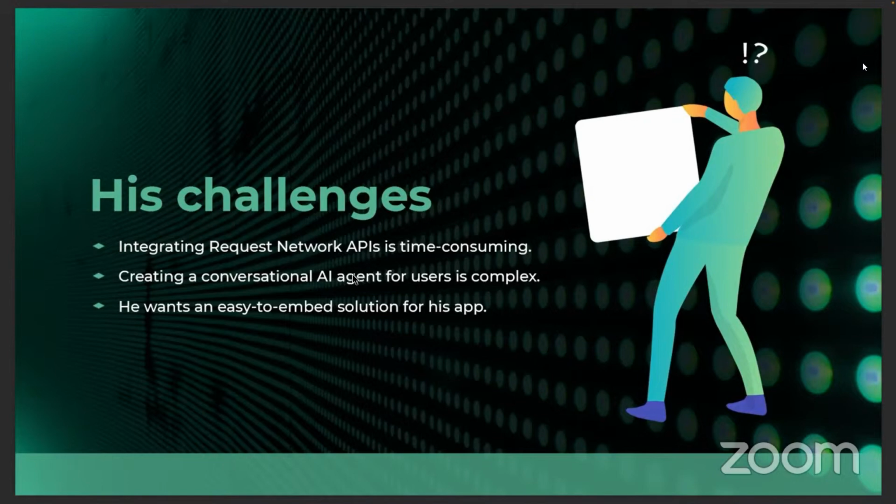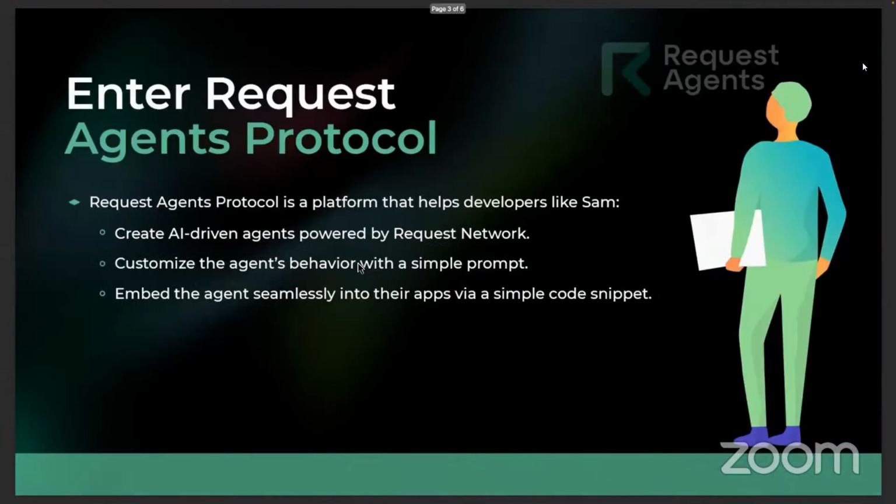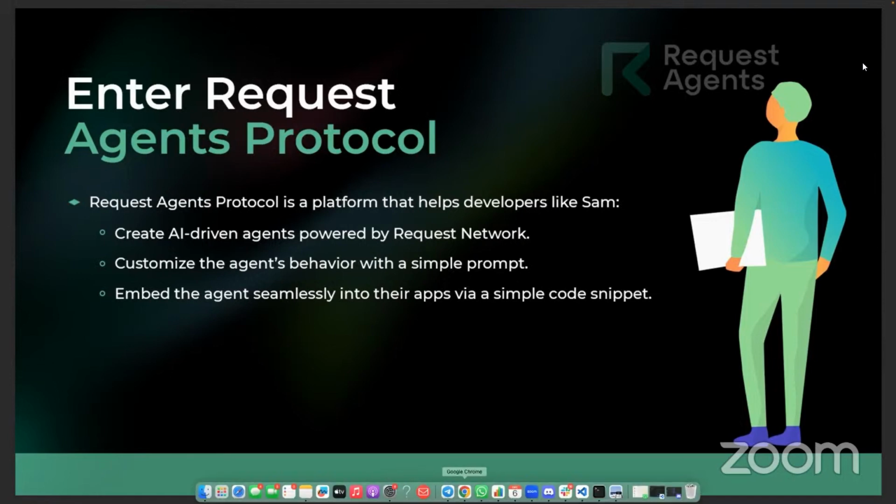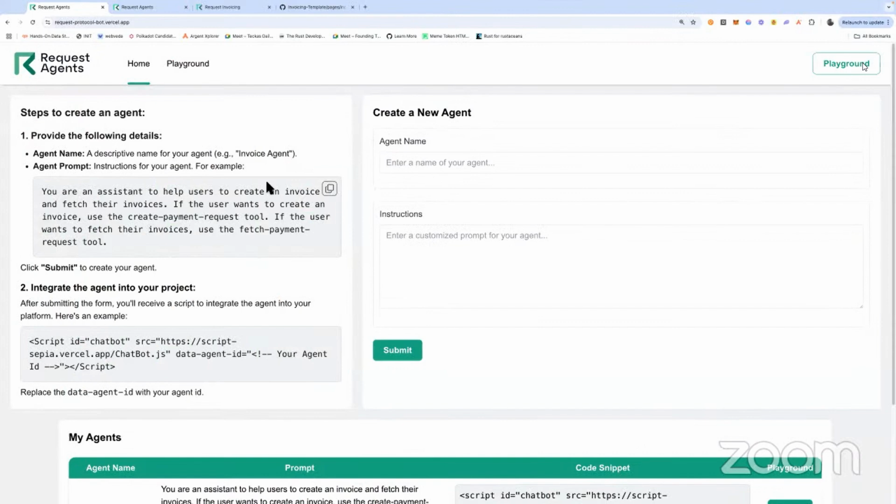So Sam is looking for an easy to embed solution for his app, and that's when our Request Agents protocol comes in. It is a platform that helps developers like Sam create AI-driven agents powered by Request Network, for Request Network. Developers can easily customize the agent's behavior with a simple prompt, and embed the agent seamlessly into their apps with a single line of code. So this is a very high level introduction about our application. So let's straight away get into the demo.